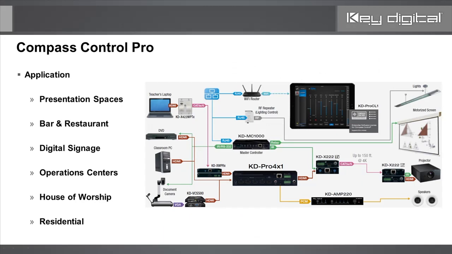So what are the applications where you may use a professional control system like Compass Control? Presentation spaces, certainly. Once you step up from just controlling video switching, but you want to turn on and off screens or projectors, you want to control DVD players, document cameras, lighting systems, and the amplifier as we see here.